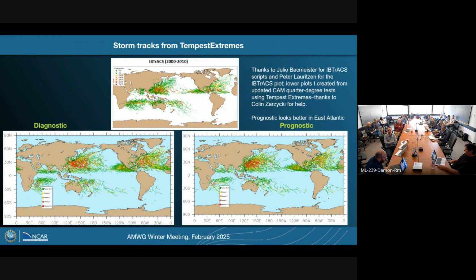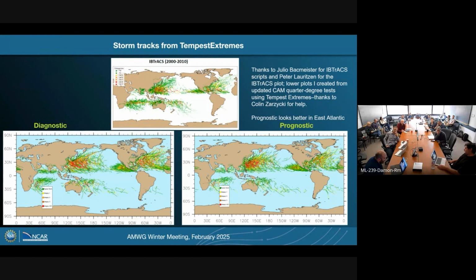These are some results from TempestExtremes, so thanks to Colin Zarzycki for his help getting that working. And up top, I have some observational data from IBTrACS. Someone more practiced or knowledgeable than me could probably delve into this in more detail, but I think one feature that looks like it might be better in the prognostic case is the northeastern part of the Atlantic relative to the diagnostic case.